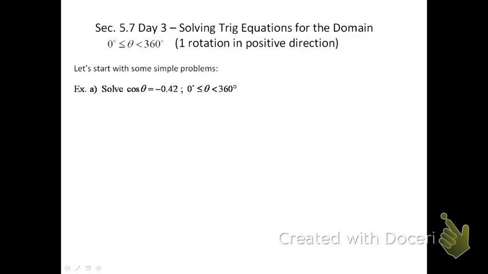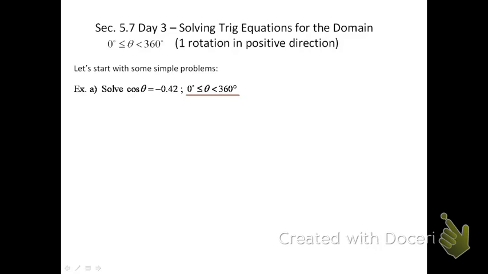Okay, so here's our first equation. We're going to solve cosine theta equals negative 0.42, which means I'm looking for angles theta in this domain, which tells us we're working in degrees. Make sure your calculator is in the correct mode right now. We want angles theta that are going to give us a negative ratio of 0.42. Okay, not a friendly ratio from our trig table, so we'll definitely be using our calculator.